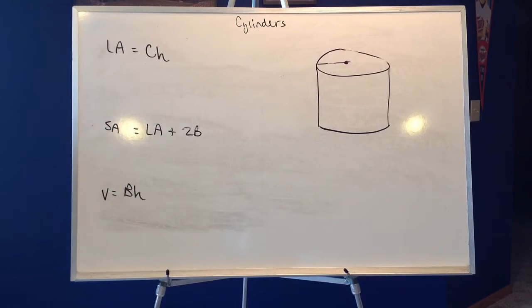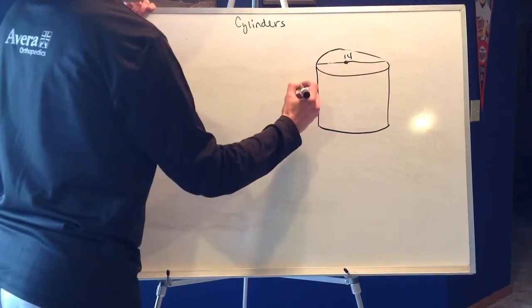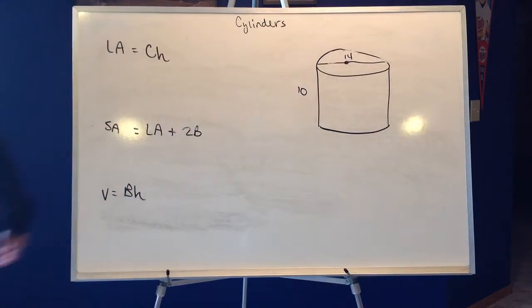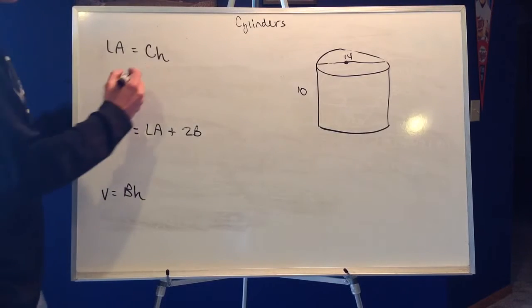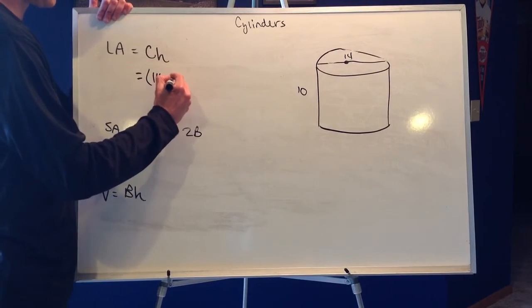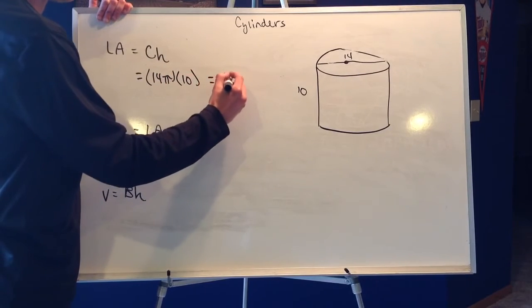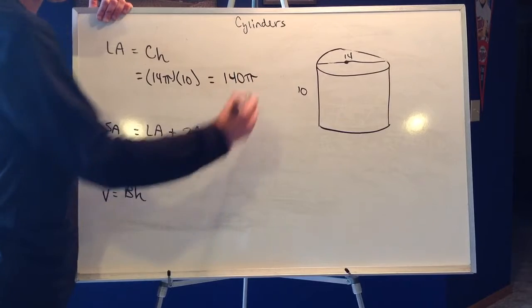Last one, we have a diameter of 7 feet and a height of 10. So again, this one gives us diameter and height. Okay, so for circumference, it's pi times diameter, so that would give us 14 pi. Height would be the 10, which would give us 140 pi for that one.